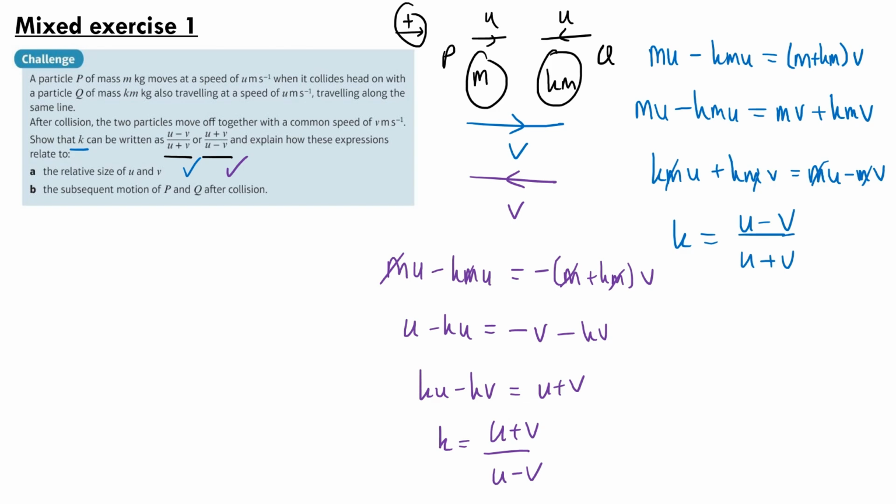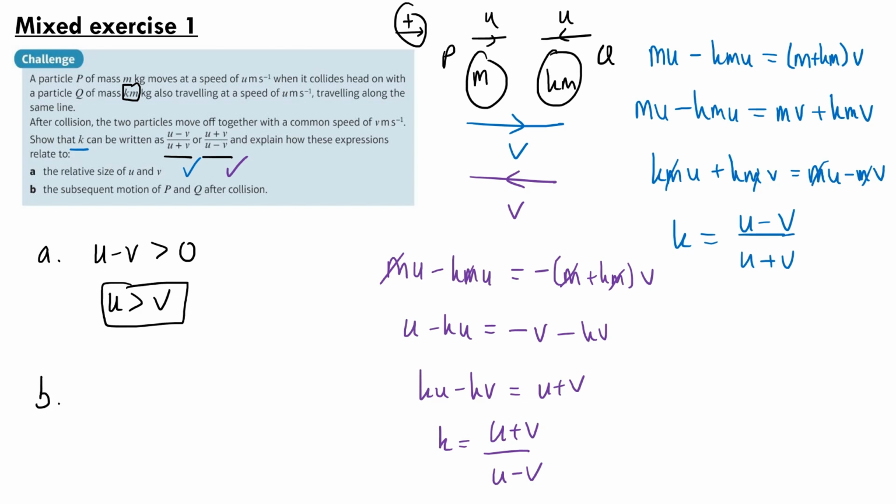Then we need to explain how these expressions relate to, first of all, the relative size of u and v. If we think back to what k actually represents, that's the mass of Q, right? The mass of Q is km kilograms, and masses have to be positive. So that means that u minus v and u plus v have to be positive. The fact that u plus v has to be positive doesn't tell us anything, because we know already that u and v must be positive. But u minus v being greater than 0 tells us that u must be greater than v, and that tells us the relative sizes of them. So that's us done for part A.